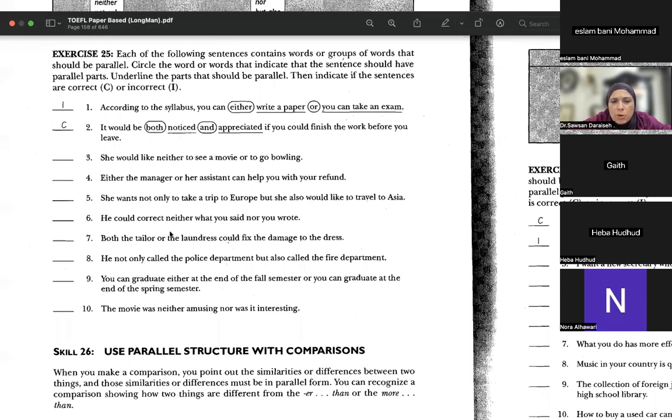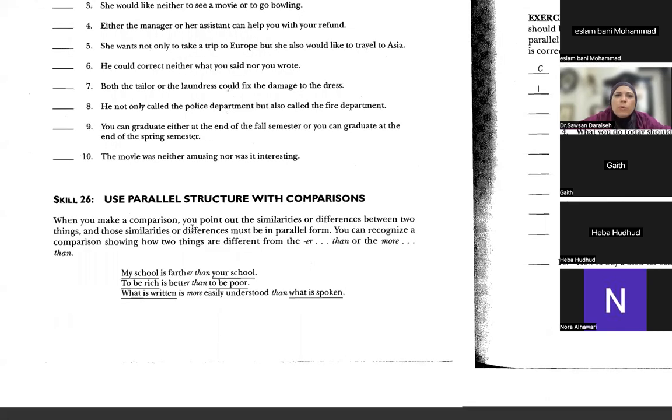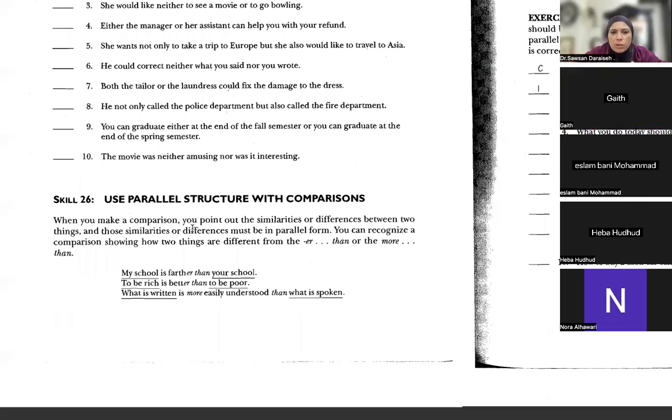So I hope from this lesson you understood that when we want to mention two ideas, and we have some kind of parallel structure, we have to make sure that the sentences, the phrases, the words in these paired conjunctions, the two-word connectors, are parallel. So more about parallel structures, but now we want to talk about parallel structure with comparisons.